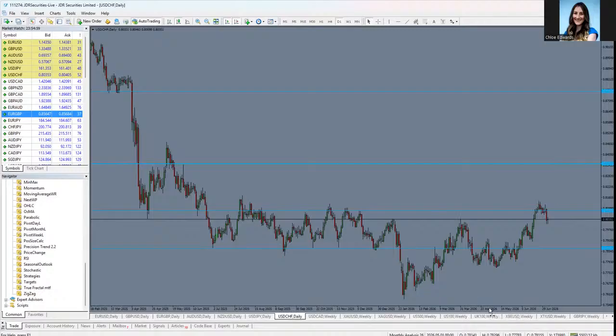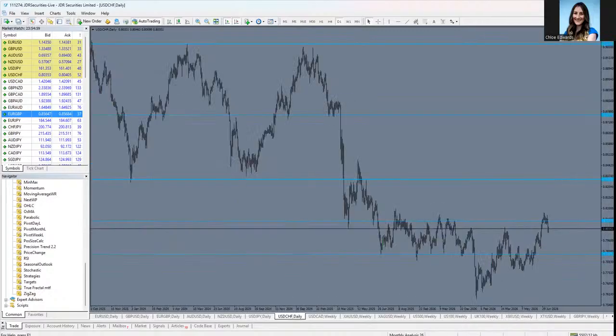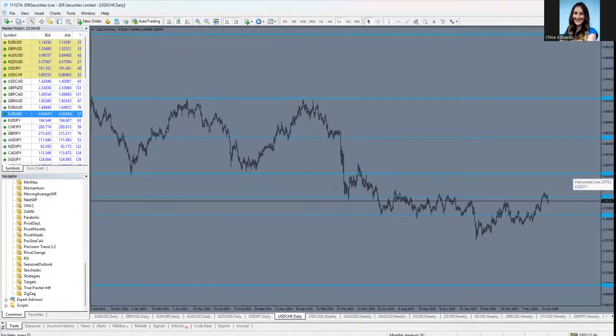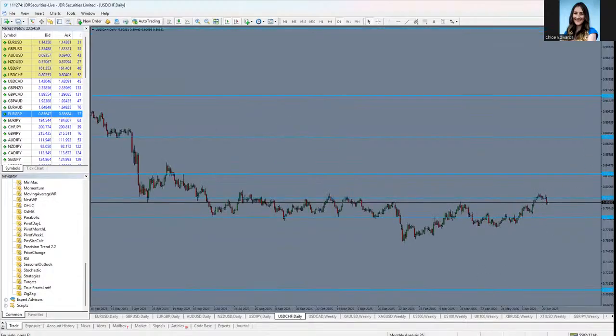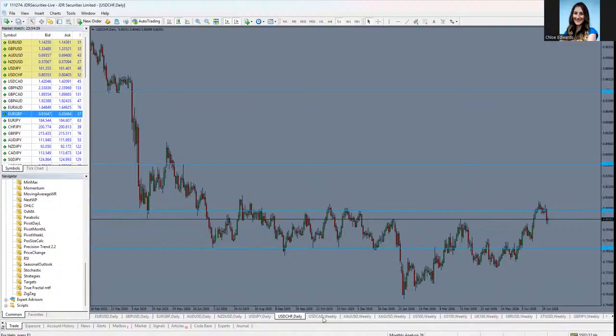I find that dollar Swiss and the Swiss pairs tend to respect their horizontal levels and move between those horizontal levels really, really nicely. So I'm happy to trade from the top to the bottom of this range if that's where price is headed. I would also be happy to trade if price gets back above this horizontal level up to the next horizontal level. Either one of those options for me would be absolutely fine.